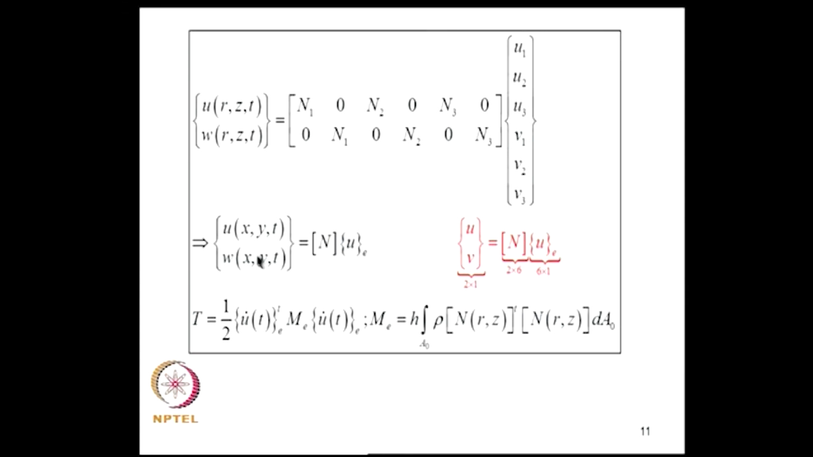So, we write this as [u w] equals N into ue, where this vector is 2 cross 1, N is 2 cross 6 and ue is 6 cross 1. Based on this, I write now the expression for kinetic energy, where Me is the mass matrix given by the integral of h rho N transpose N dA naught.